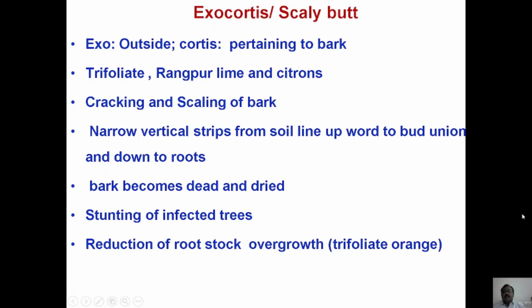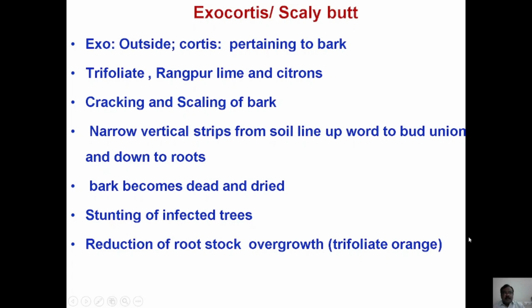And the next one is citrus exocortis, otherwise called scaly butt. Exo means outside, cortis means the protecting bark. Outside the bark there is an infection, that is mentioned as citrus exocortis, and trifoliate lemon, Rangpur lime and citrons are highly susceptible to this disease. The infection leads to development of cracking and scaling of bark, and besides it develops narrow vertical stripes from the soil line up to the bud union region, and it also spreads downwards to the root region.